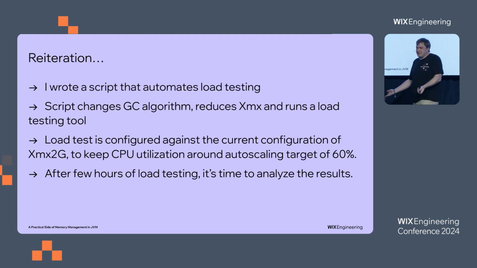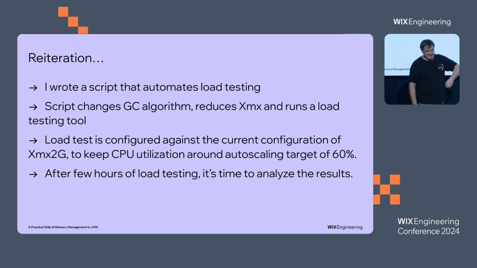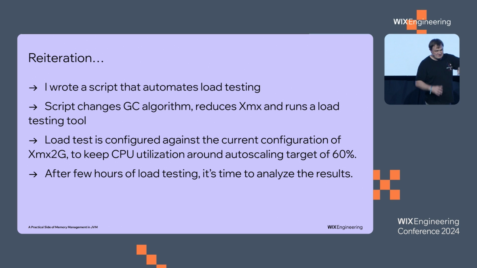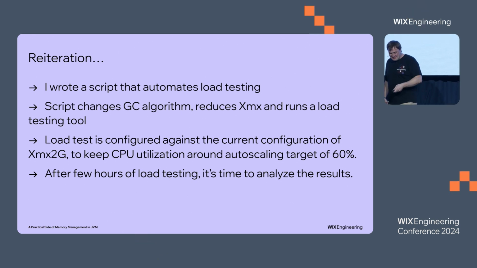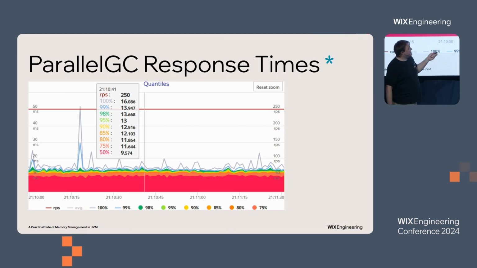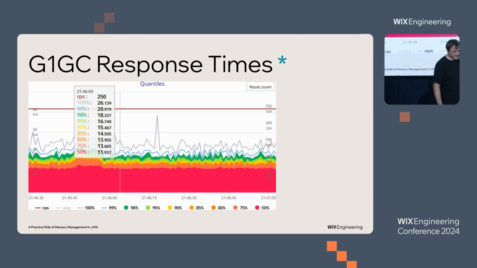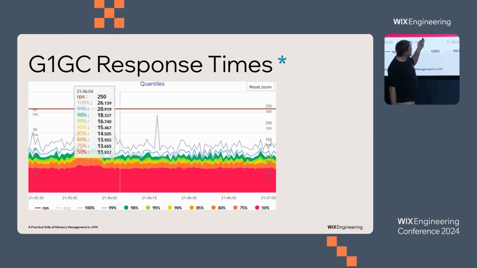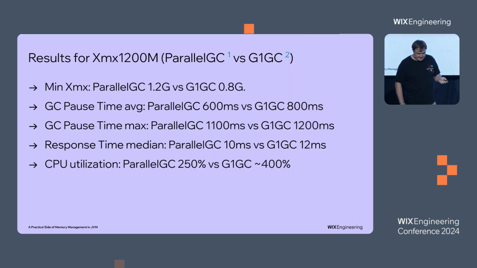Okay, so what do I need to do? I need to do load testing again. I wrote a script that automates load testing, changes the GC algorithm, changes Xmx, and all of that stuff. I waited for many hours for it to complete, and then I started to analyze it. So these are the response times for parallel GC. Let's focus on the median only, it's about 10 milliseconds. And then G1 GC, and we see that it's slightly higher, like 12 milliseconds, but it's very close.